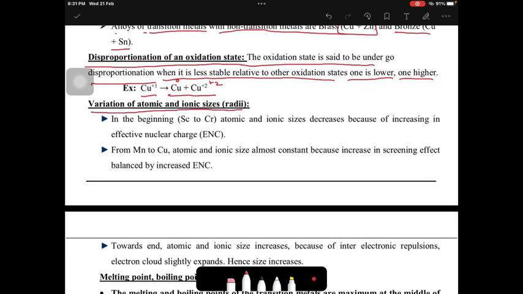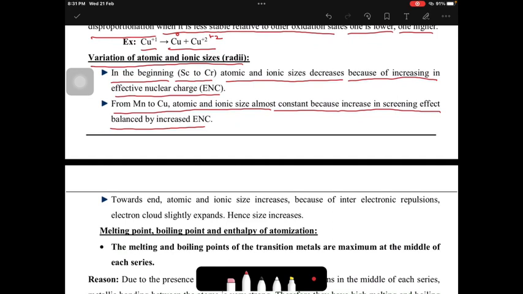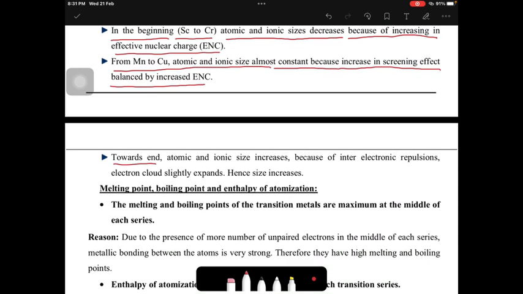Variation of atomic and ionic radii. In the beginning, from scandium to chromium, atomic and ionic size decreases because of increase in effective nuclear charge. From manganese to copper, atomic and ionic size is almost constant because the increase in screening effect is balanced by increased effective nuclear charge. Towards the end, atomic and ionic size increases because of interelectronic repulsions. Electrons expand, hence size increases.